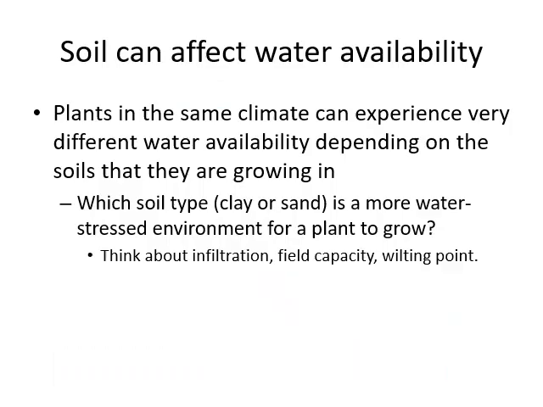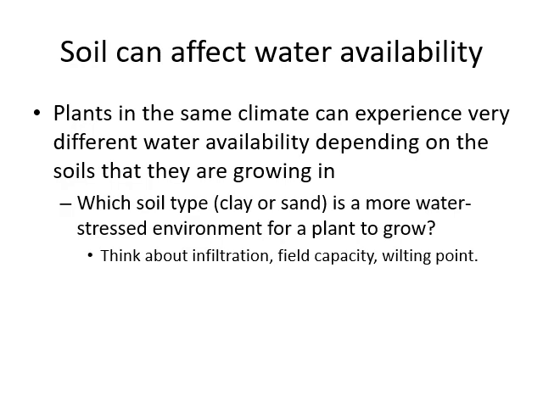So we should now all be able to agree that soil can affect water availability. This means that plants in the same climate, experiencing the same rainfall, the same temperature and the same relative humidity, can actually experience very different water availability depending on the soil that they're growing in. So now I want you to have a little think about which soil type, clay or sand, is a more water-stressed environment for a plant to grow.